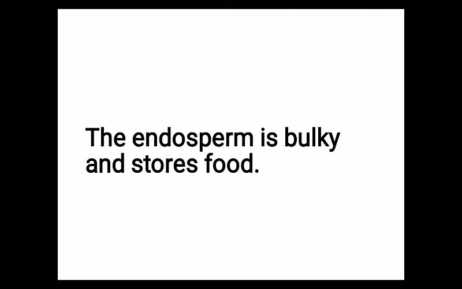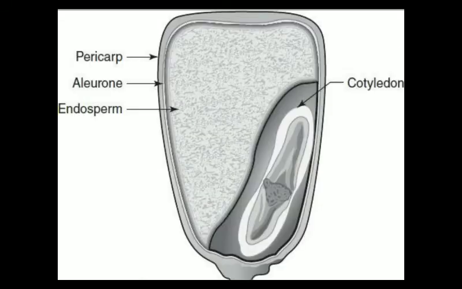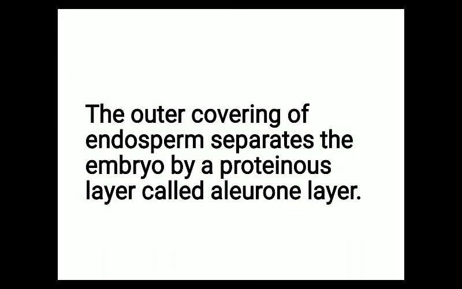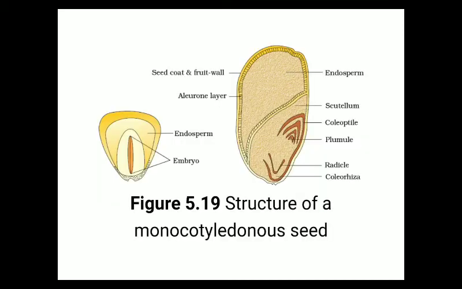The endosperm is bulky and stores food. So generally in monocot seed, we can see that this entire region is the endosperm, and endosperm is very bulky and it stores food. The outer covering of endosperm separates the embryo by a proteinaceous layer called aleurone layer. So what is aleurone layer? In this diagram you can see that aleurone layer is proteinaceous in nature and it surrounds the endosperm, and it differentiates the endosperm from the seed coat.